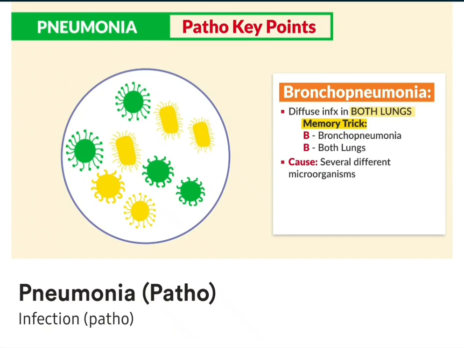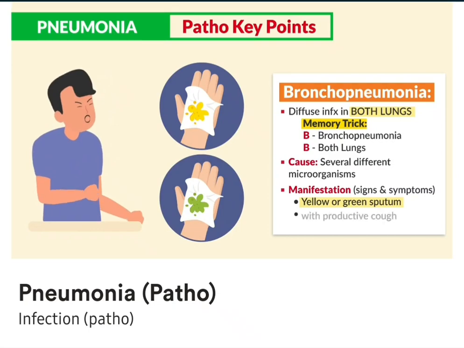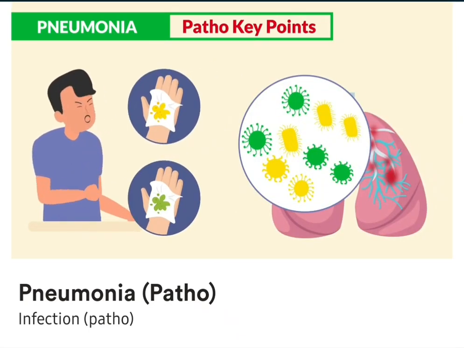Now for the causes, there's several different microorganisms here that cause this bronchopneumonia. And the key manifestation or sign and symptom is yellow or green sputum with a productive cough. So clients with bronchopneumonia present with this green-yellow colored sputum due to the presence of multiple microorganisms affecting the lungs here.